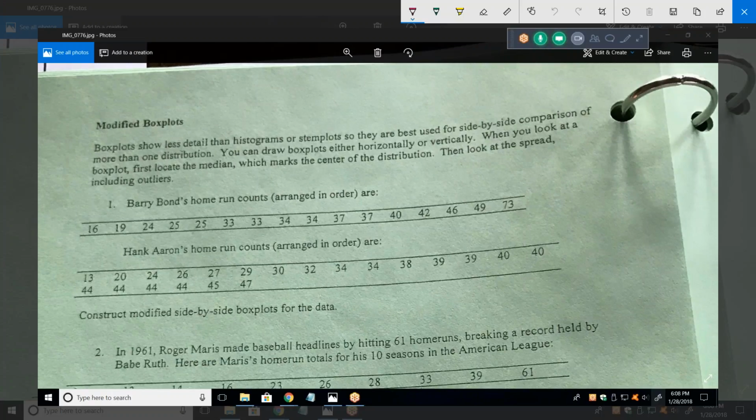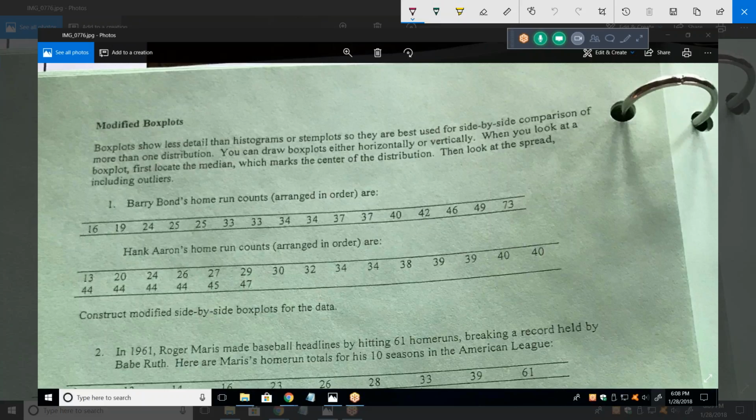Now, I'm not sure what they mean by modified box plots, but I can certainly draw a box plot. Box plots can be horizontal or vertical, and I'm not sure that one is more correct than the other. I think you could do either way, couldn't you?